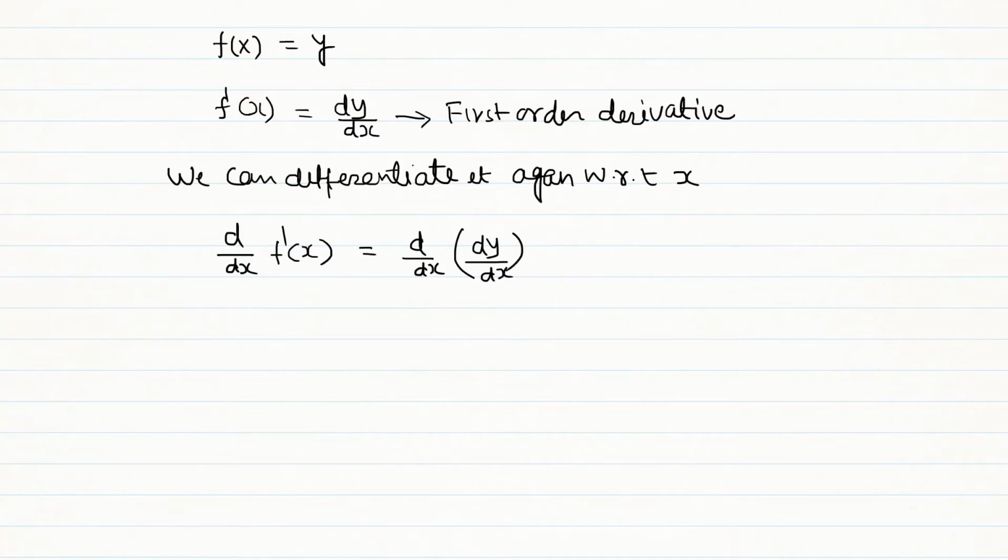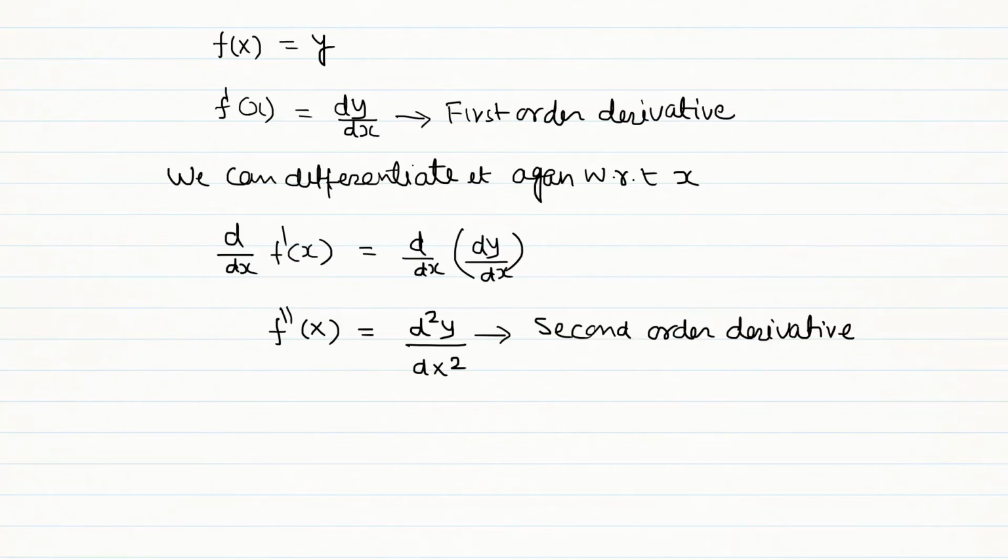Now this d by dx of f dash x, or f prime x, can be written as f double prime x or f double dash x, which is also written as d2y upon dx squared. And this is called the second order derivative. It can also be written as y double prime or y2. And similarly, this process can be extended for the third order derivative or other higher order derivatives.